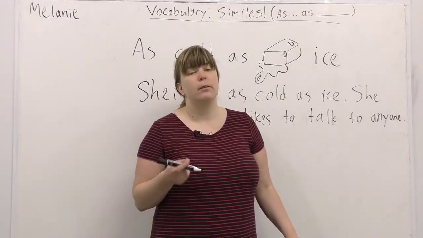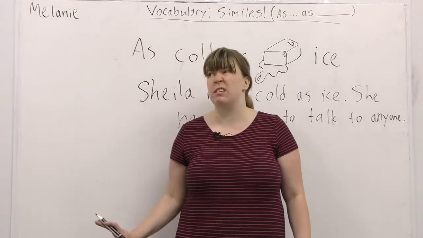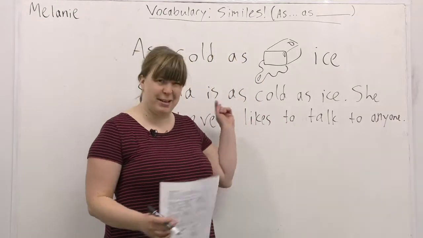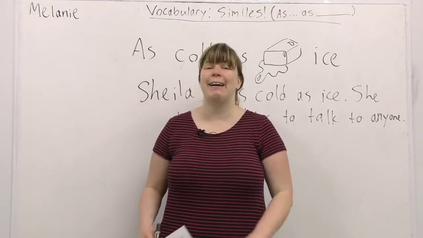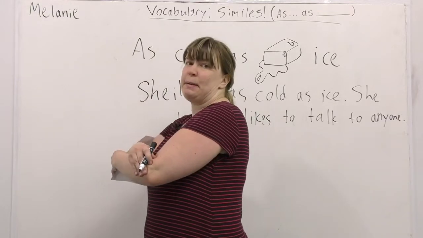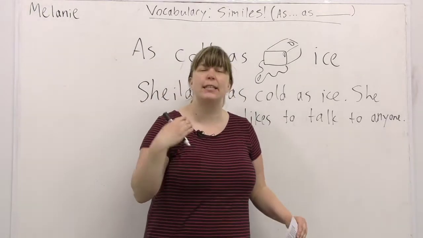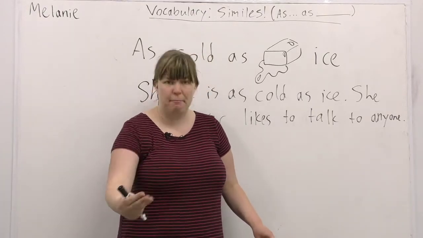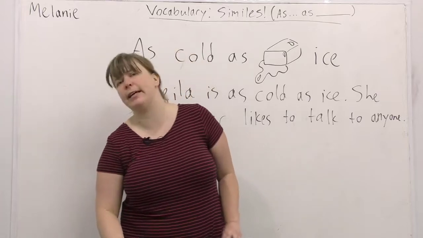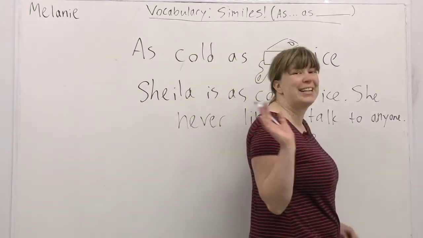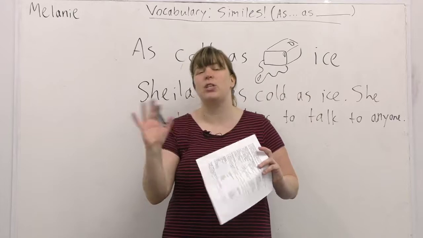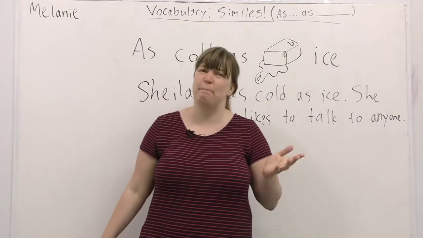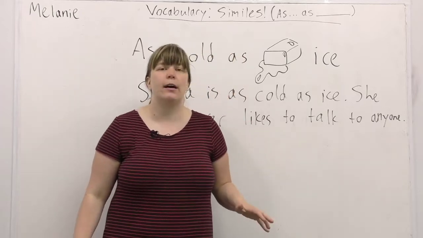For example, when I was a teenager, I think I was as cold as ice. I really didn't like people. I really didn't like talking to people. I didn't like looking at people. If people came and tried to talk to me, I'd be like, I don't know, go away. I just didn't want anything to do with people. So I was as cold as ice. Yeah, not the best personality traits.